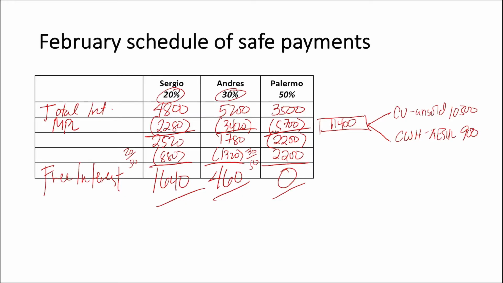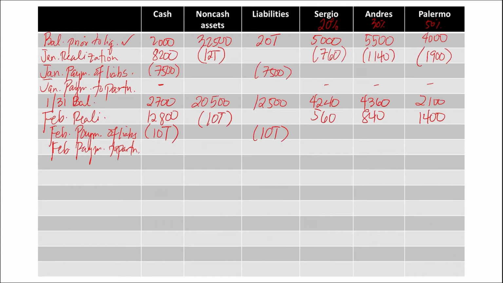Magkano ang matatanggap na cash ni Sergio? 1,640. Andres, 460. Palermo, 0. So, balik tayo dito. Makakatanggap na si Sergio ng 1,640. Si Andres, 460. Tapos si Palermo wala pa. So magkano yung total cash paid? 1,640 plus 460, 2,100. O, di ba? Then, magkano ang February 28 balance?